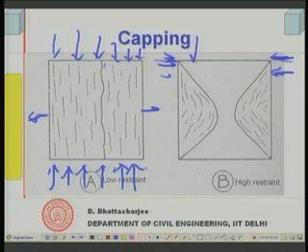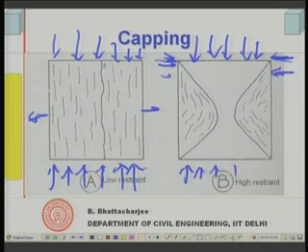Although you are applying load like this and the material is trying to bulge out in the transverse direction, this bulging is restrained by a lateral frictional force which acts at this point, and in turn it will not allow it to bulge out. So, failure strain would not be reached.